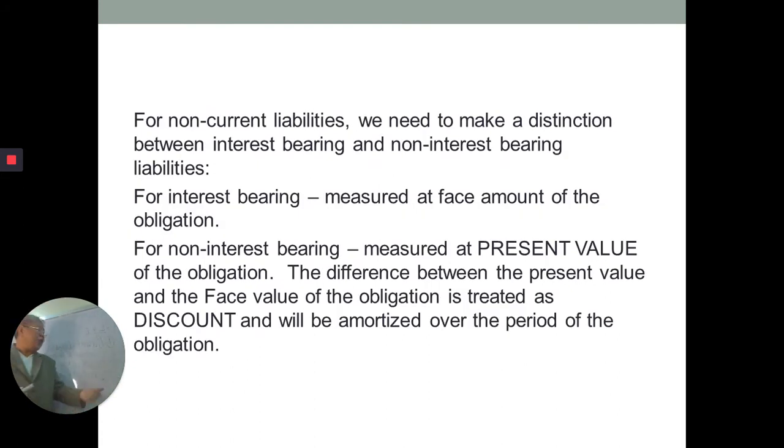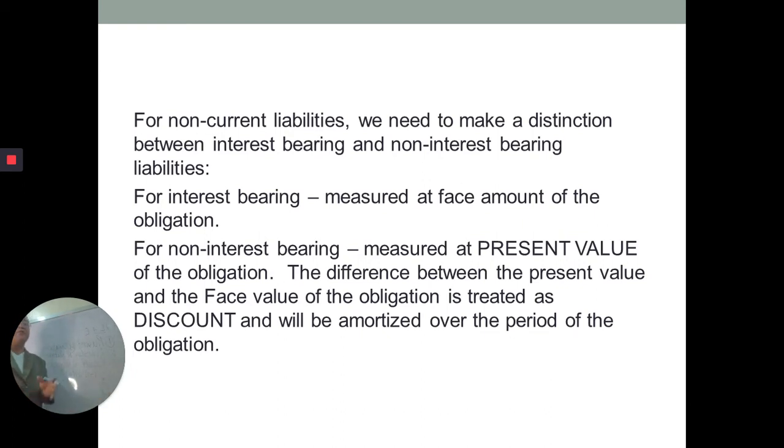Now, when we speak of non-current liabilities, these are obligations that would be paid outside the 12-month period, because anything that will be paid within the next 12 months from the FS date is what we call current liabilities. But for those obligations that will not be paid within the 12-month period, those are what we refer to as non-current liabilities. So for non-current liabilities, for initial measurement, again, we do present value. So we find the present value of the obligation.